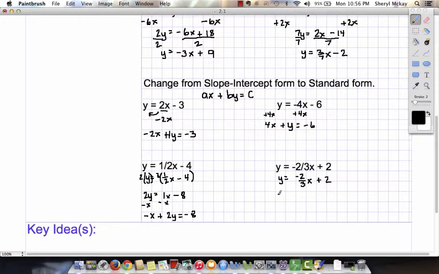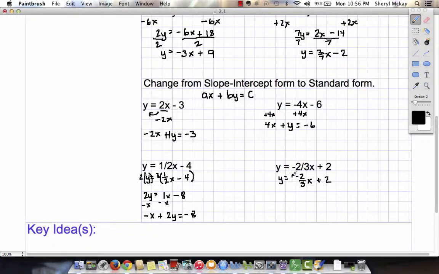The first thing I would do is I see that this is a fraction, -2/3. I want to get rid of that. And the way that I can get rid of that fraction is multiply the 2/3 by 3. If I multiply the 2/3 by 3, I'll come up with a -2x. But I can't just multiply the x by 3. I have to multiply everything by 3, everything on both sides of the equation.